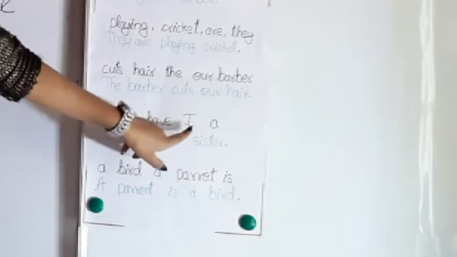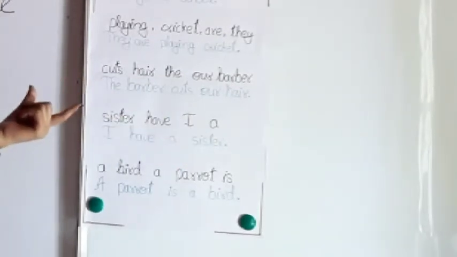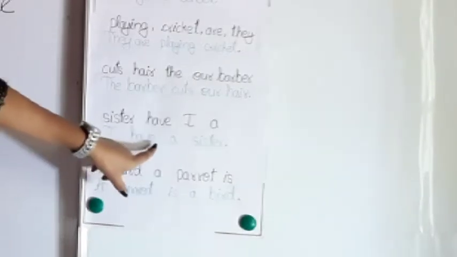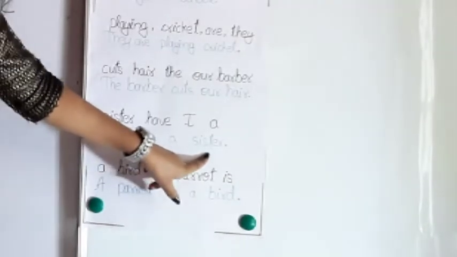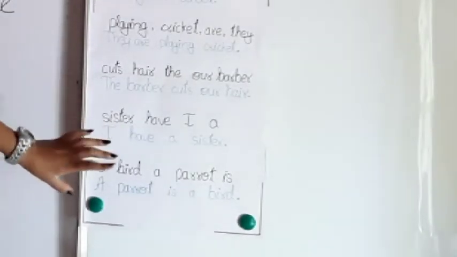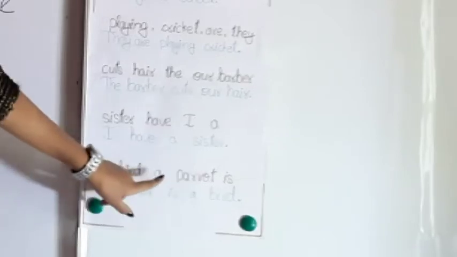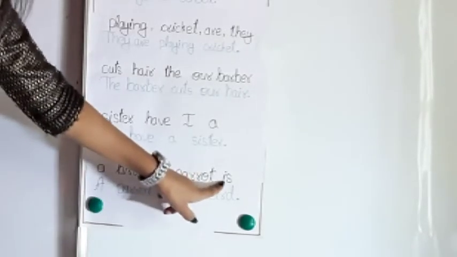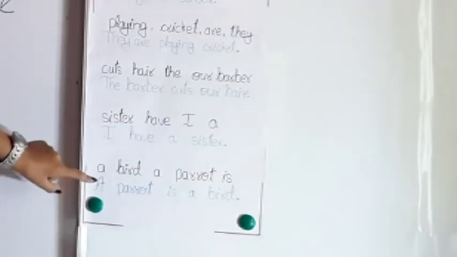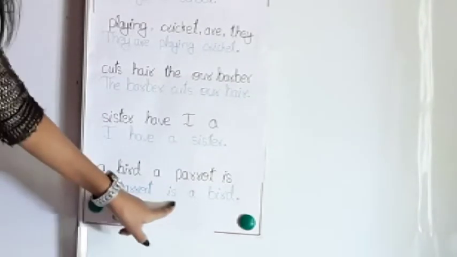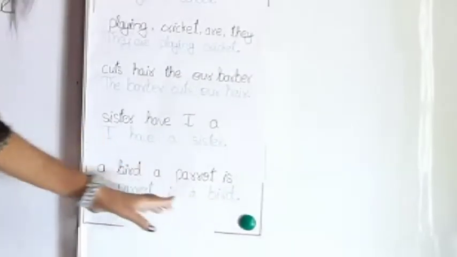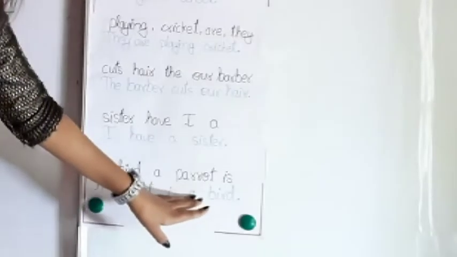Next: sister have I a. Let's form a meaningful sentence. I have a sister. Hope you understand. And the last example is: a bird, a parrot is. Let's form a meaningful sentence. A parrot is a bird. It forms a complete and sensible sentence. So it is a complete sentence.